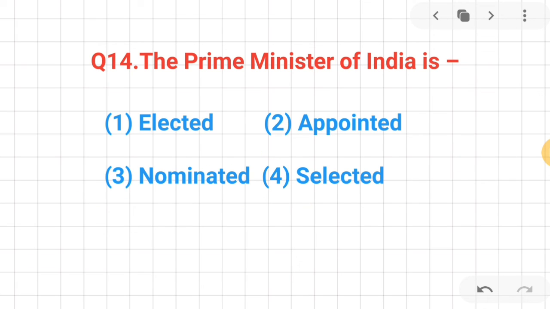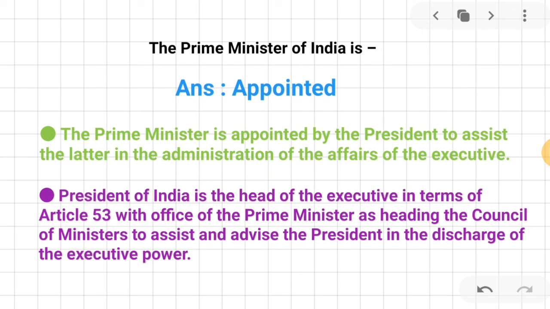Question number 14. The Prime Minister of India is elected, appointed, nominated, or selected? The correct answer is appointed. Remember that the Prime Minister is appointed by the President to assist the President in the administration of the affairs of the executive. The President of India is the head of the executive in terms of Article 53, with the Prime Minister heading the Council of Ministers to assist and advise the President in the discharge of the executive power.